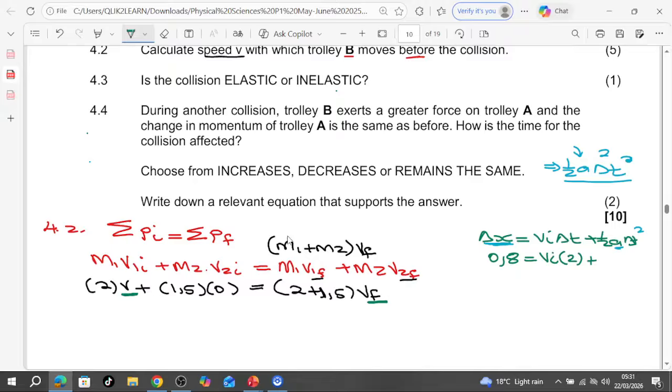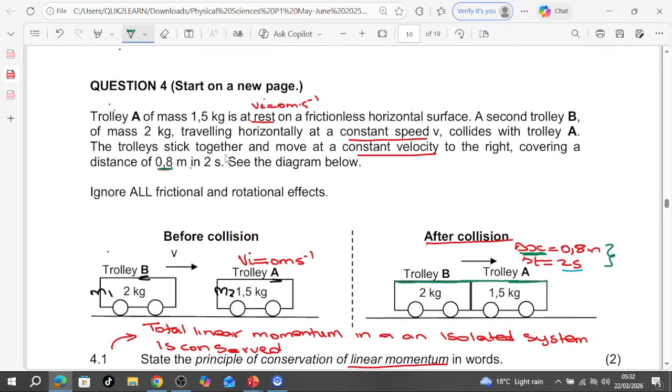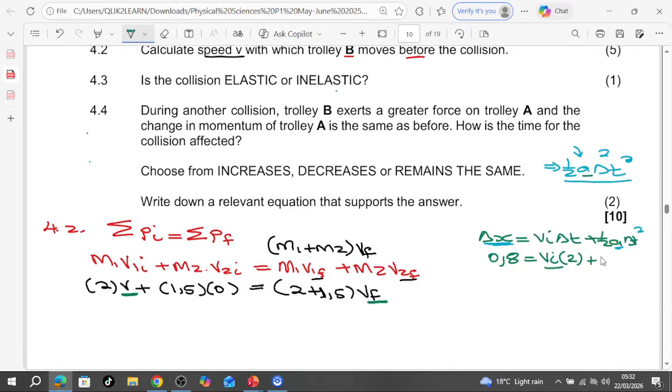But now you're going to be confused. How am I going to substitute to find a? Because now I'll have two unknowns, v initial and a. So look at the question. Remember, we just underlined that they stick together and move at a constant velocity. Constant velocity tells you that the acceleration is 0 meters per second squared. The acceleration will be 0 because this moves at a constant velocity. So this tells us that we're going to substitute that a as 0, which will make everything there to be 0.